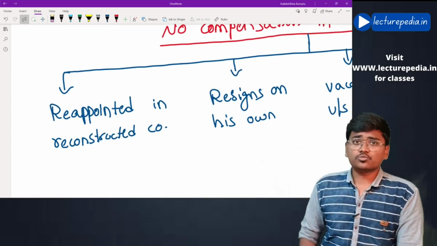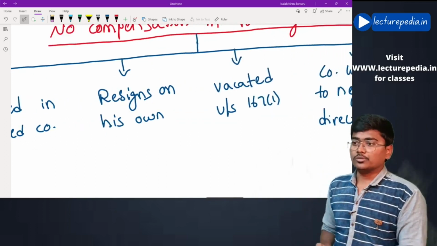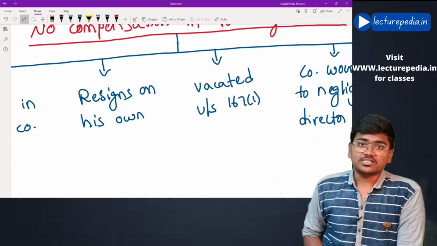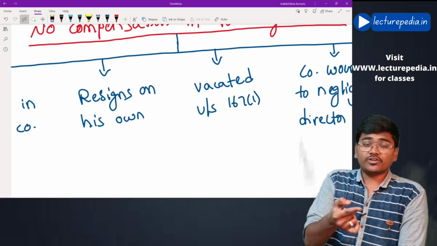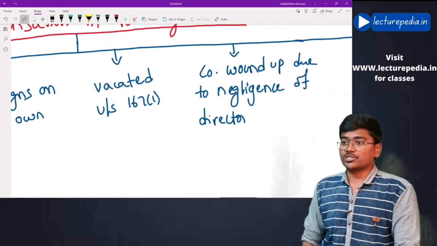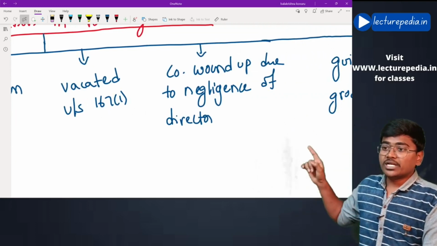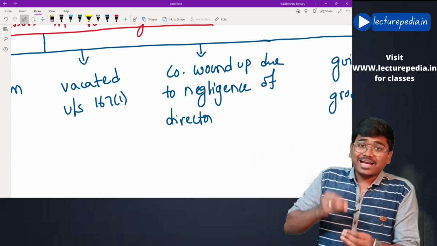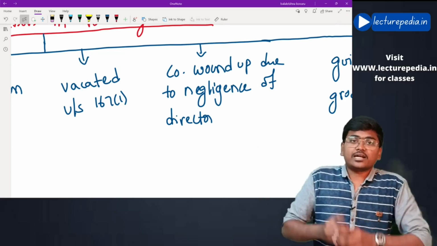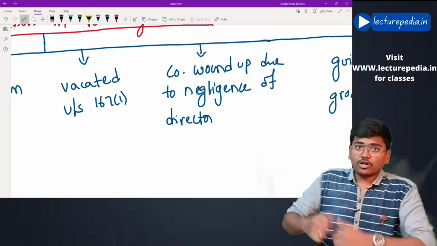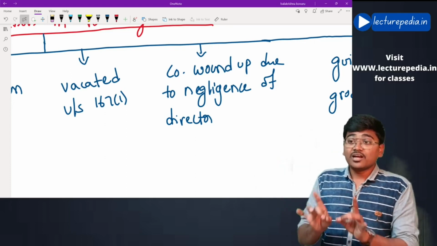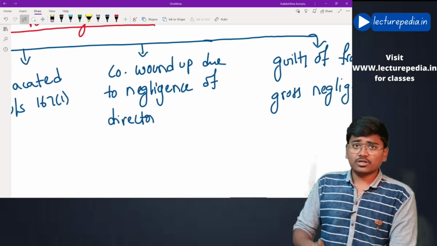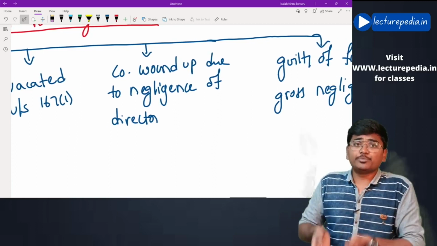Next, resigns on his own. If he resigns on his own, why would we give the compensation? We will not. Vacated under section 167 subsection 1, that is due to disqualifications. If he vacates office due to incurring of disqualification, even in that case we will not give any compensation to you. Company wound up due to negligence of director. His office is being lost due to the acts performed by such director only. In that case he should give the compensation to the company, not the company to him. Thereby, the company will not give any compensation to such director who has been negligent, and due to his negligence the company is being wound up.